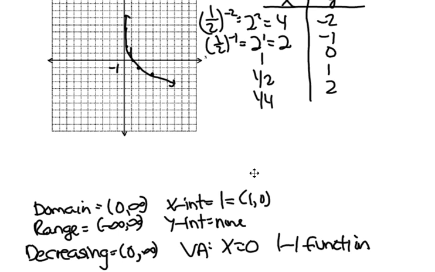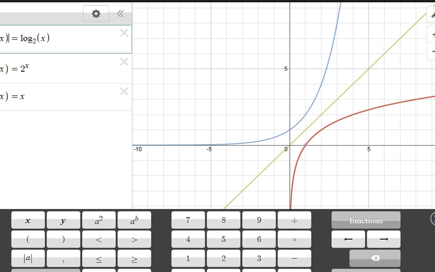Now, before we move on, I did want to show one quick thing on Desmos. You remember what log base 2 of x looks like, right? That's in red. You can see the graph here. And 2 to the x is in blue. Notice they are symmetrical across the identity line, which is f of x is equal to x. So log base 1/2 of x and 1/2 to the x power would also be inverses of each other.